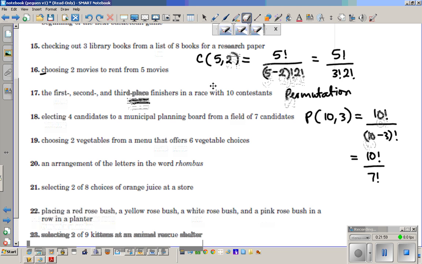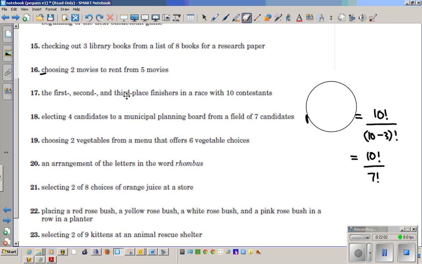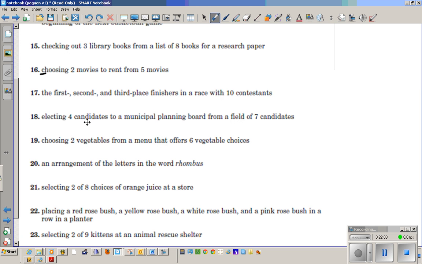In number 18, we're selecting 4 candidates from a field of 7. Is there any specific positions they have or any order? There's no order, right? You're just selecting 4. You're just electing or selecting 4, right? Any 4. So this one, there's no order, so it's automatically combination. This is combination, okay? And then to do this one, you're choosing 4 out of 7. So to work this out, you have 7 factorial over 7 minus 4, 3 factorial. And then you take out the order by introducing 4 factorial right there.